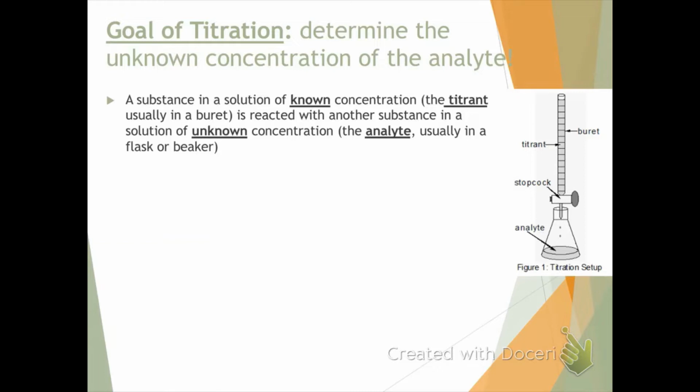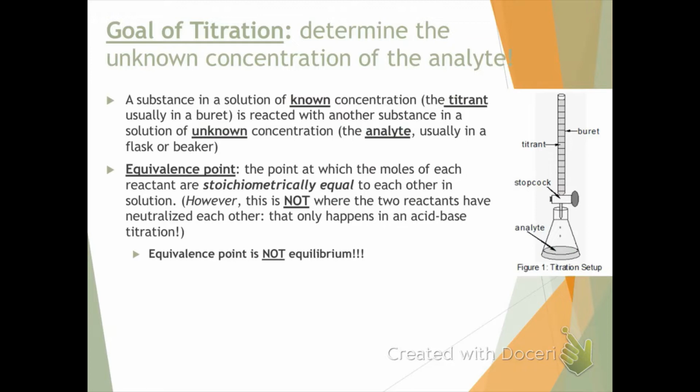We'll still have a substance of known concentration in the burette. We call this the titrant. So our titrant would be in the burette that we see over here. And we titrate what we have in the burette with a substance of unknown concentration. That unknown concentration would be our analyte, and our analyte is generally down in the flask that we see here. We are still titrating to the equivalence point.